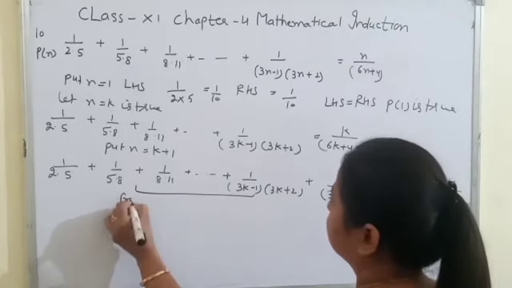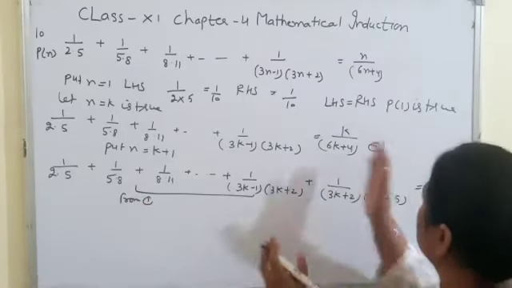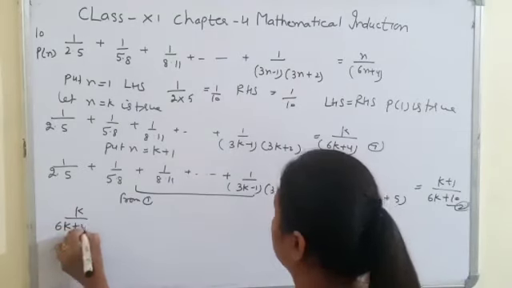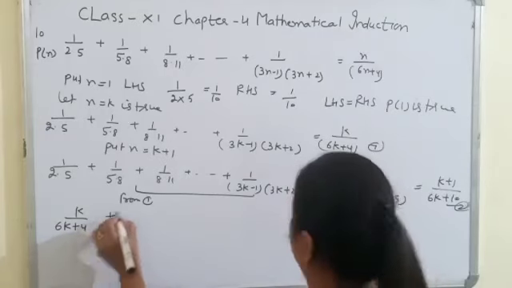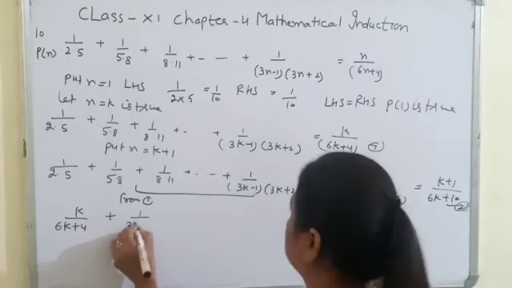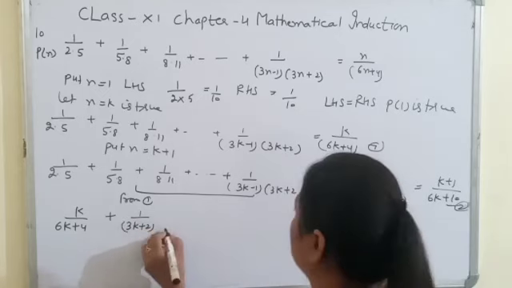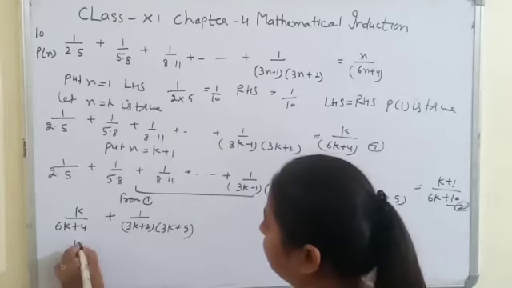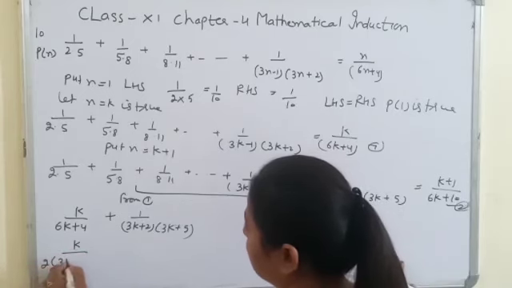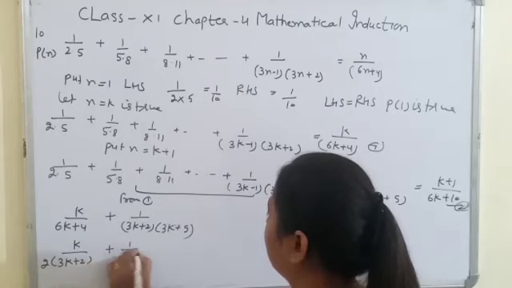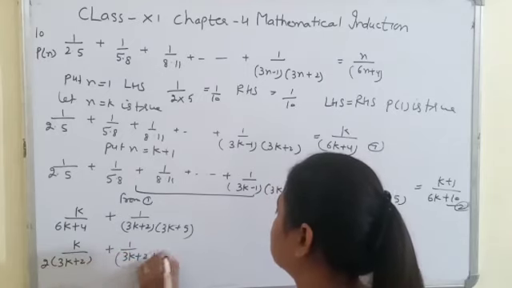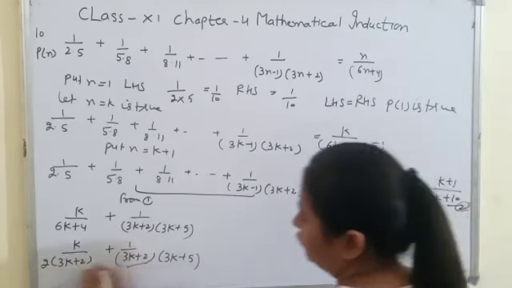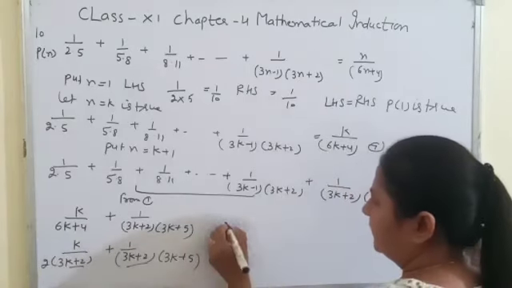From 1, at the place of this we can write k upon 6k plus 4 plus 1 upon 3k plus 2, 3k plus 5. Now here take the 2 common. 3k plus 2, 1 upon 3k plus 2, 3k plus 5. Now from these two denominators, let's take the LCM of this.